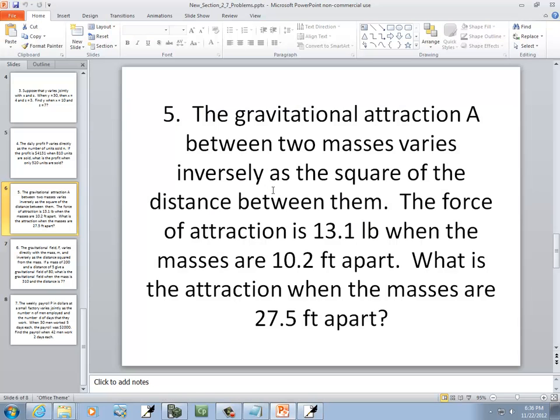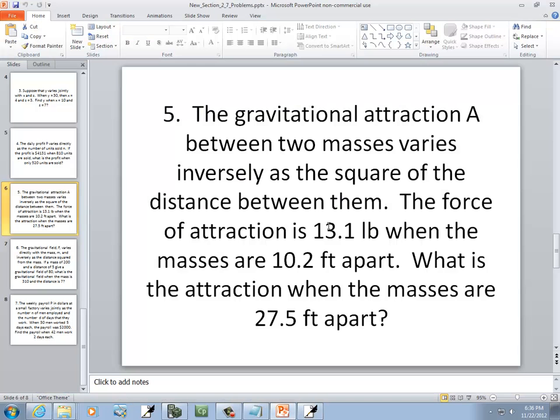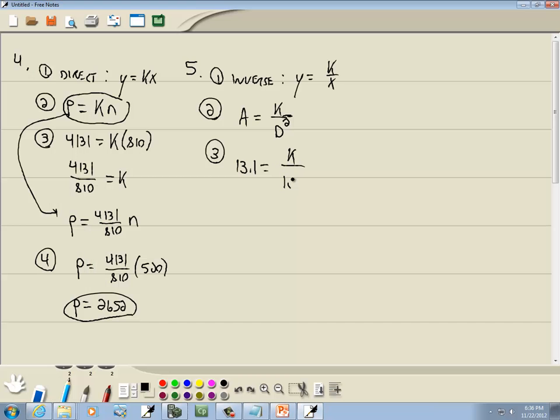Step 3, look for your one example. The force of attraction is 13.1, so A is 13.1, when the masses are 10.2 feet apart, so d is 10.2 squared. Now we want to solve for k, so multiply both sides by 10.2 squared.